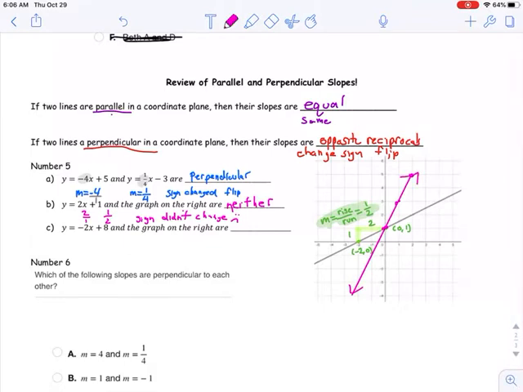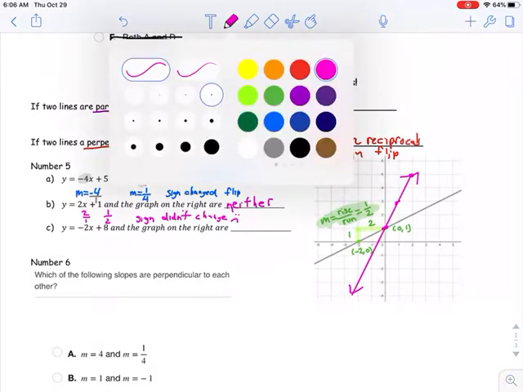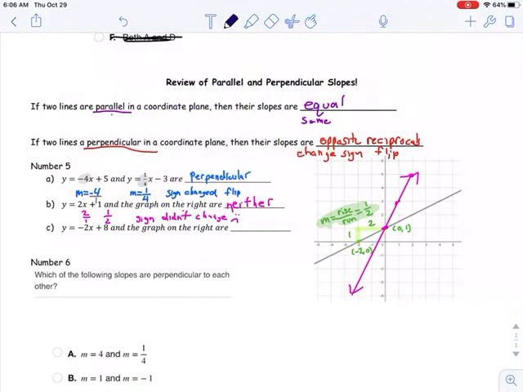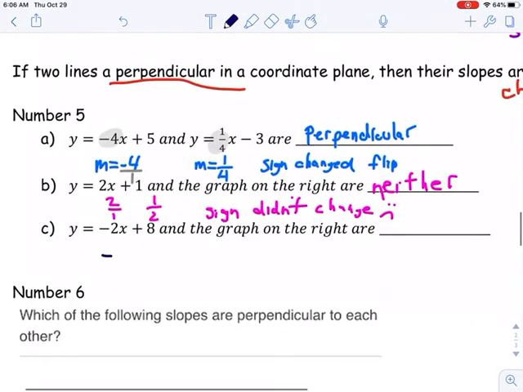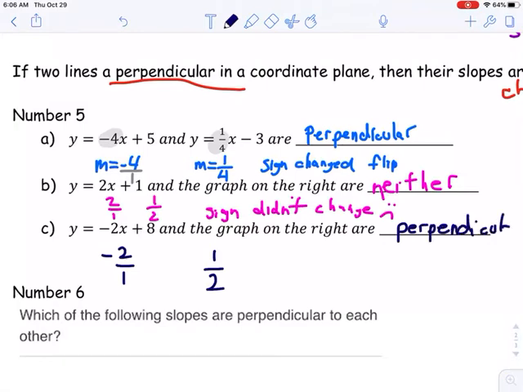And that's what those lines look like. They intersect, but they're neither parallel or perpendicular. And then kind of emphasizing what I was just talking about even more, we don't even have to graph this. This is negative 2, technically over 1, and then the slope of 1/2 on the graph that we're given. So it's perpendicular. Similar reasons as in A. The sign changed and we flipped the numbers.